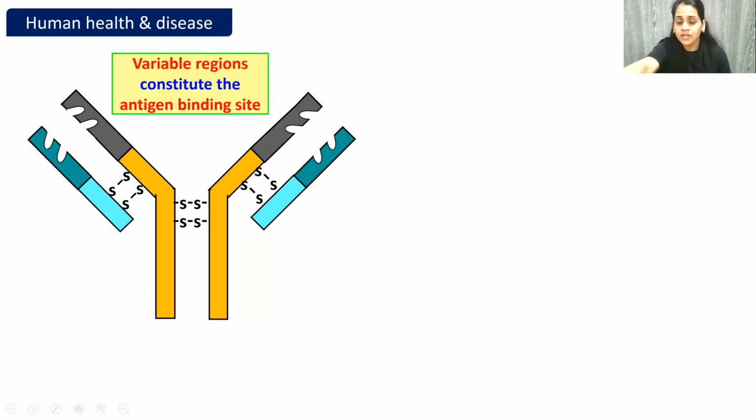Now this variable region is variable because it has the antigen binding site, and we know there are n number of antigens going inside our body, right? So this variable region includes the antigen binding site.